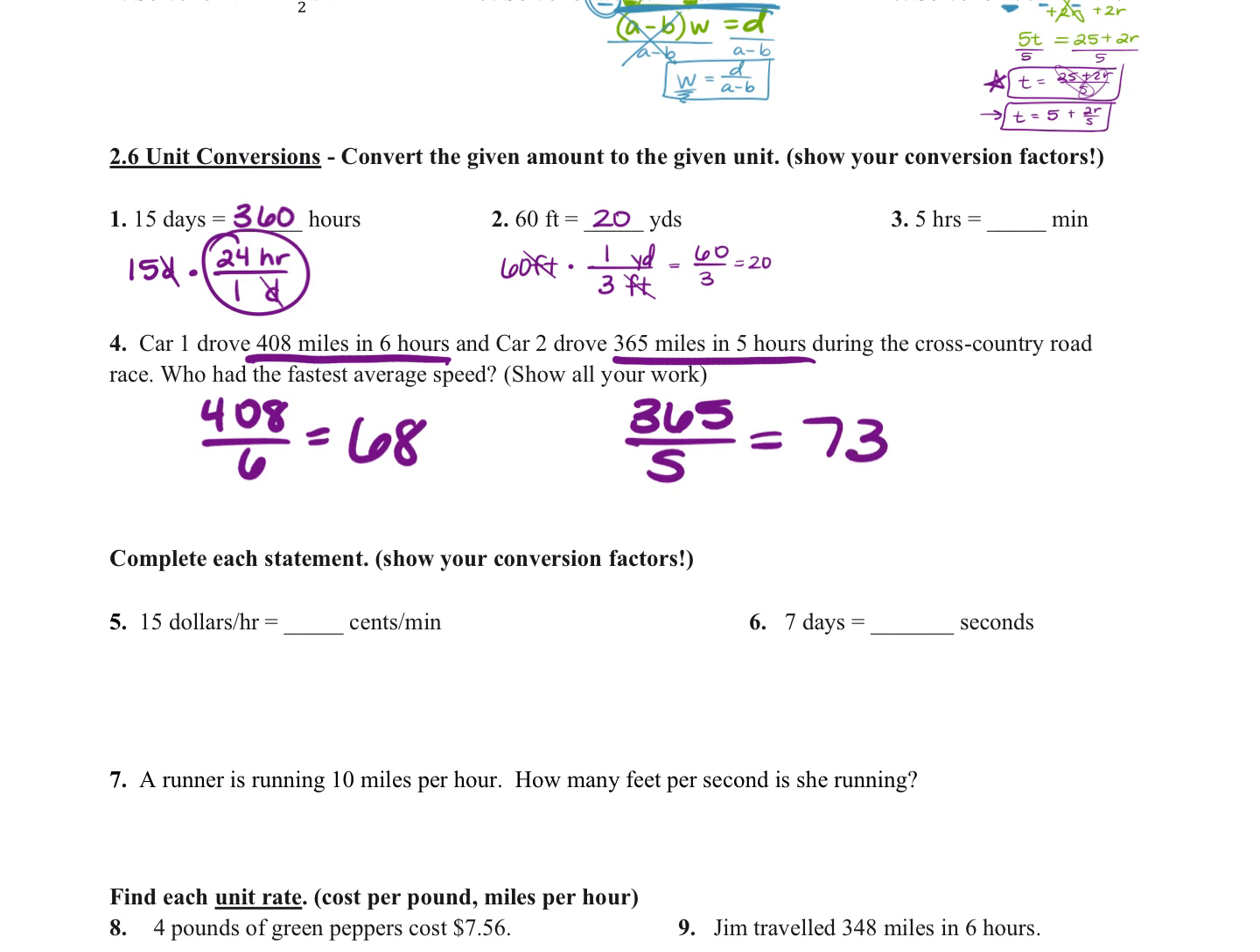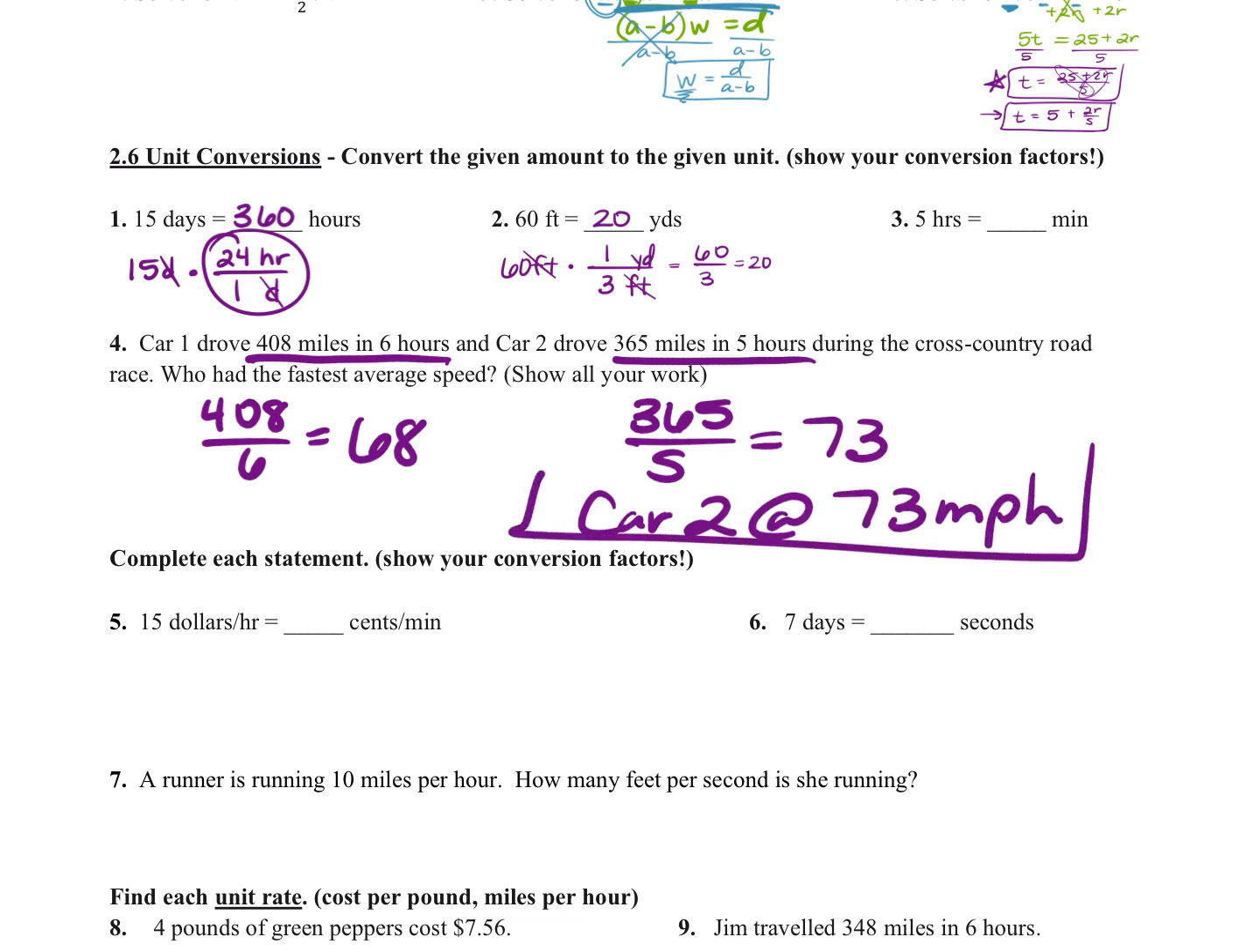Okay? The question was, who had the fastest average speed? What's your answer? Car 2. Car 2 at 73 miles per hour. We have to write at 73 miles an hour? Can we just write car 2? I'd prefer you at least label them. So call these miles per hour, so that I can see that you understood. We were talking about a rate there. I'm telling you guys, word problems, you have to over-inform me. You need to tell me all the details. Give me all the details.